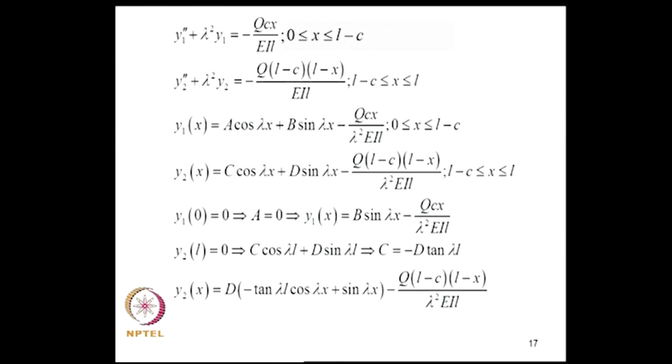So, for the part x lying between 0 to L minus c, I have this equation, and for x between L minus c to L I have this equation. For the first part, the solution is a cos lambda x plus b sin lambda x, and the particular integral is this, valid over this region. For the second part, c cos lambda x plus d sin lambda x plus this, valid over the region L minus c to L.